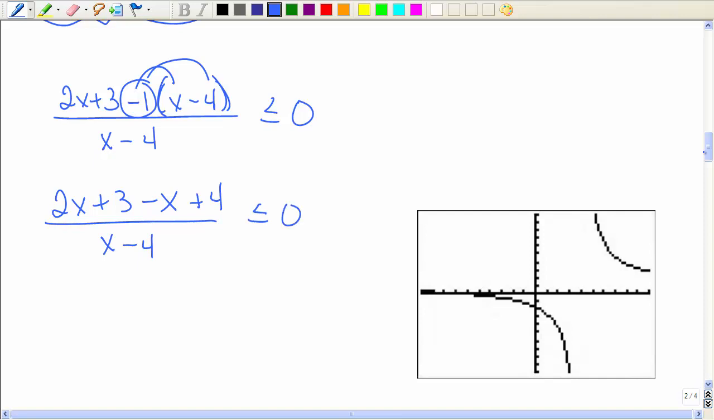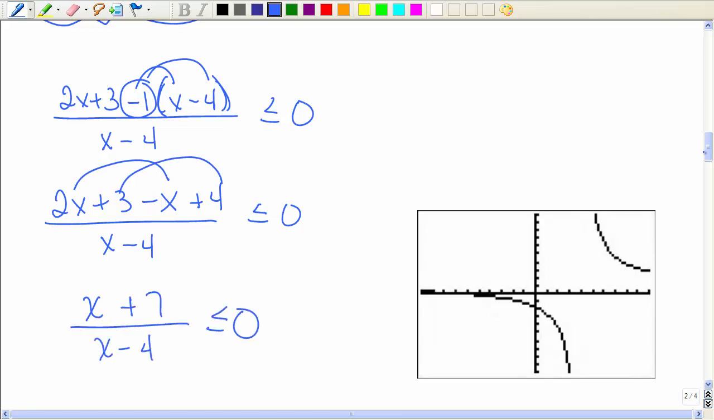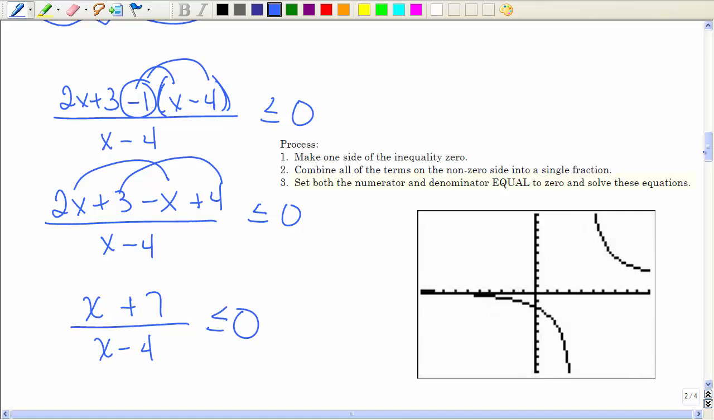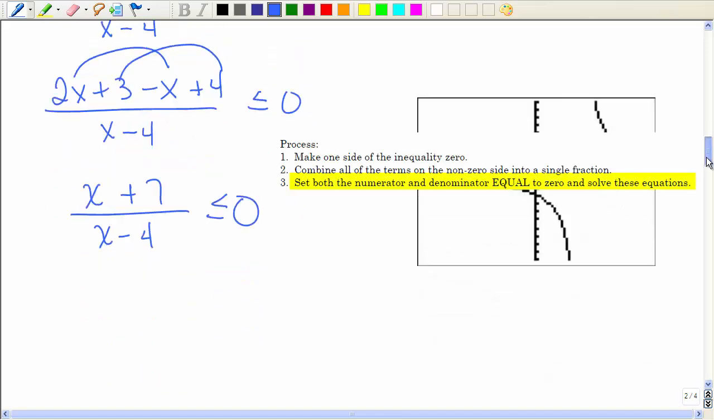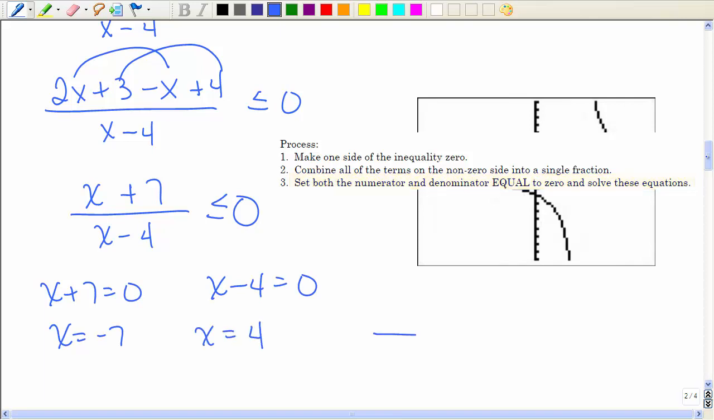I'm going to now collect like terms. 2x minus x is x. 3 plus 4 is 7. Right. I'm going to set the numerator and denominator equal to 0. I'm going to get x equals -7 and x equals +4.